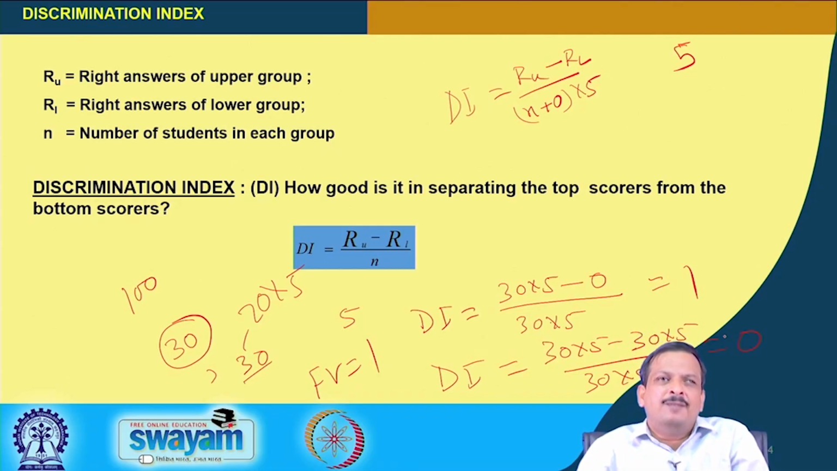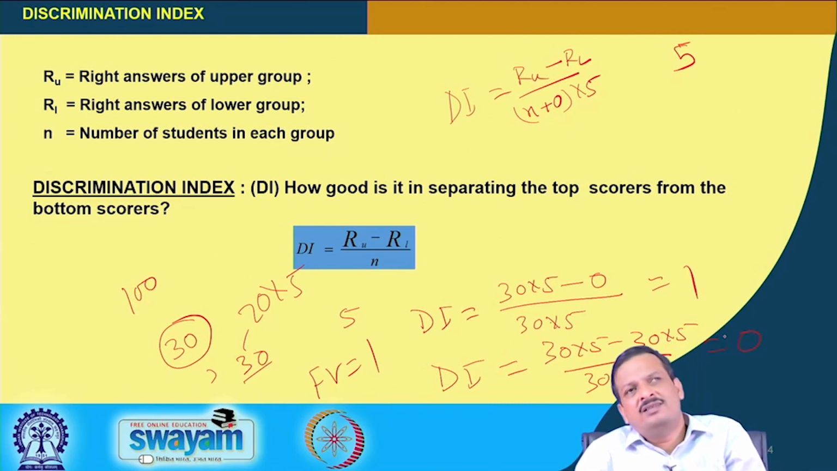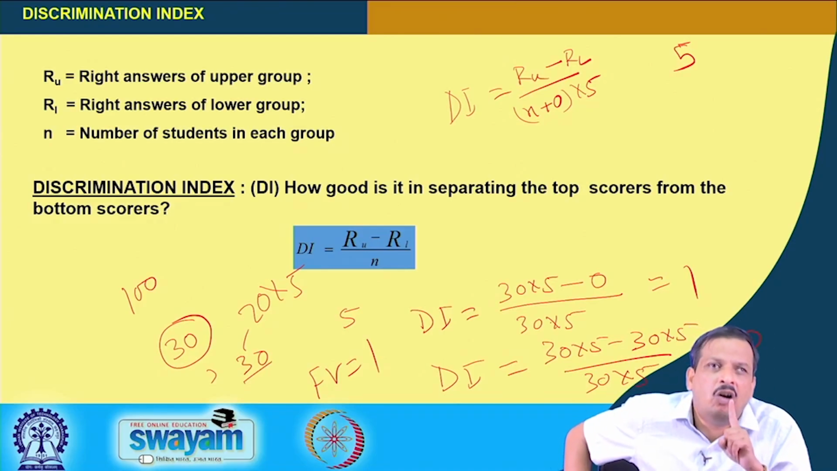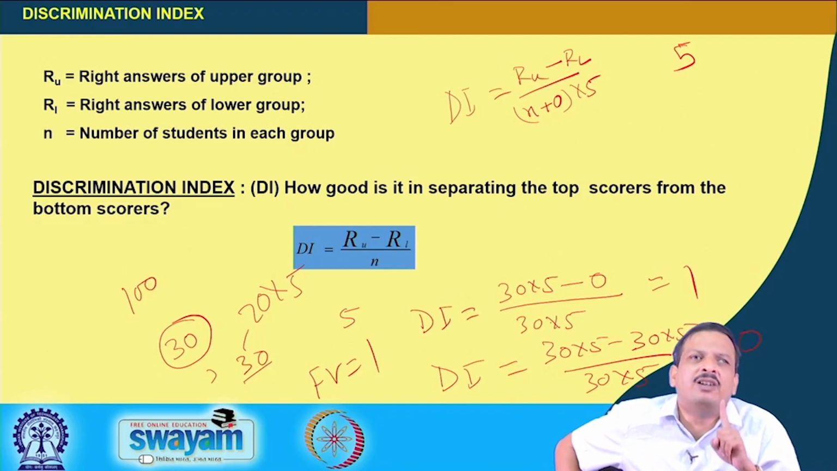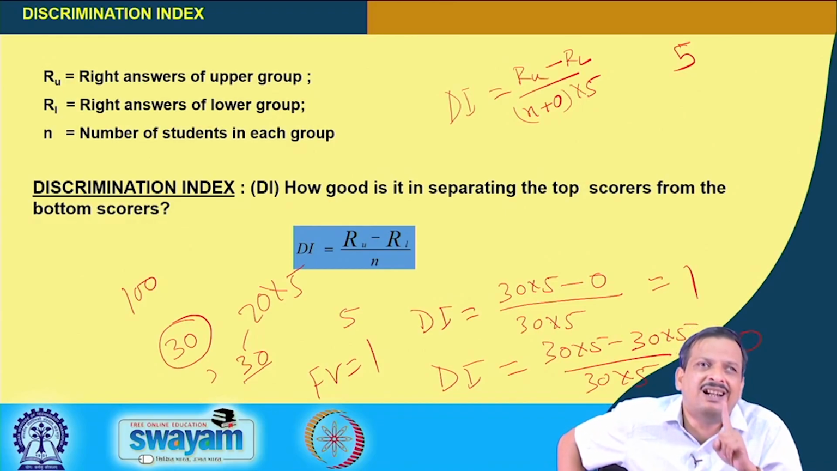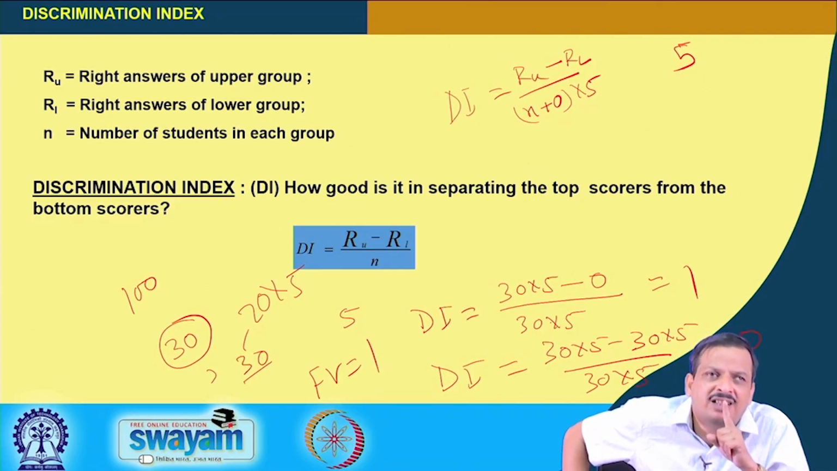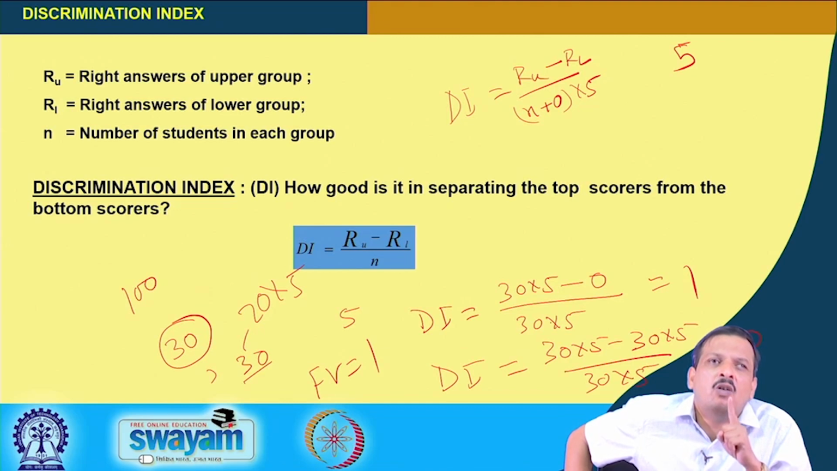That means, if the question is easy, then DI is not able to discriminate the good students and bad students. So, what is the meaning of DI equal to 1? DI equal to 1 means only good students are able to answer. What is the meaning of DI equal to 0? That means the facilitation value is 1. That means all students can give that answer.